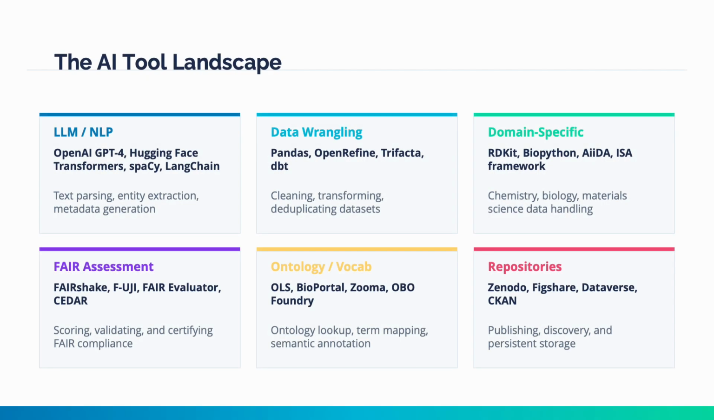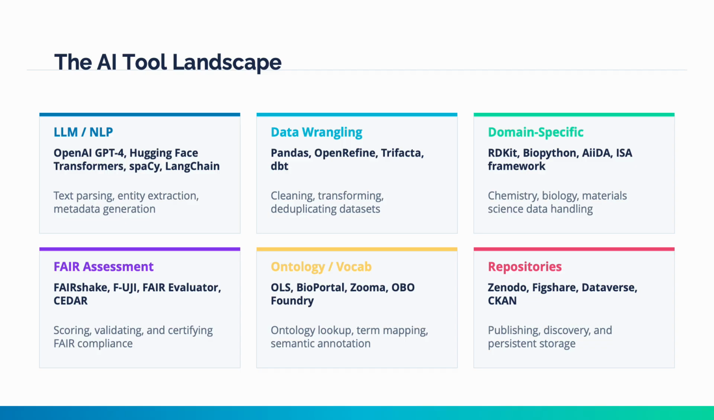Now let me give you a tour of the tool landscape. I have organized the key tools into 6 categories. For natural language processing and large language models, you have options like OpenAI's models, Hugging Face transformers, spaCy, and LangChain. These handle text parsing, entity extraction, and metadata generation.